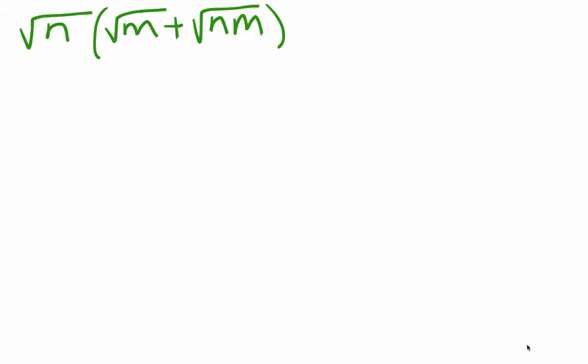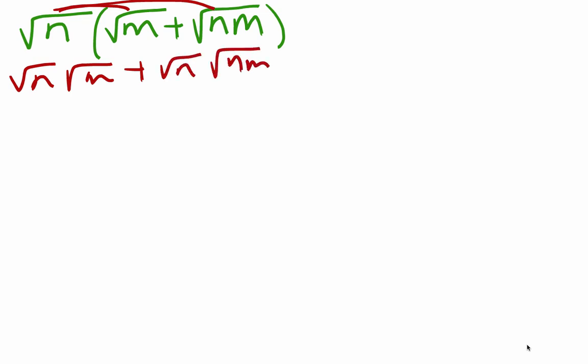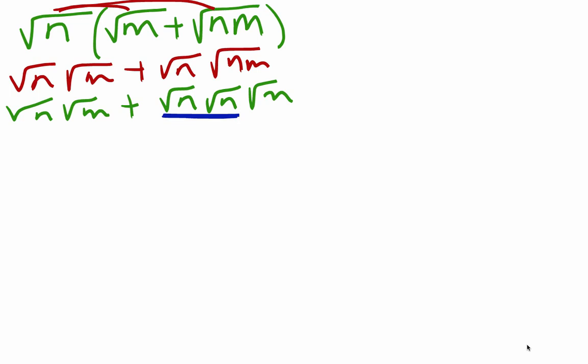Alright, so we have square root of n times square root of m times square root of nm. We're going to distribute that, so square root of n times square root of m plus square root of n times square root of nm. We can separate this part right here into square root of n times square root of m. So now we have square root of n times square root of m plus square root of n. If we put these two together, square root of n times square root of n is n. So now I have square root of n square root of m plus n square root of m.